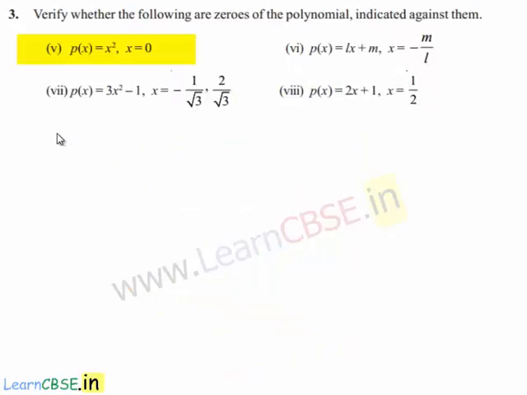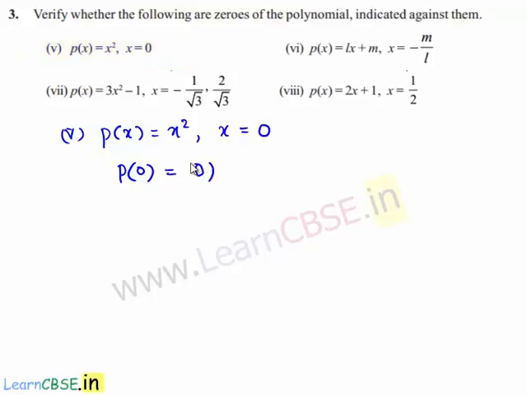Next, coming to the fifth bit, which is given as P of x is equal to x square and x is equal to 0. So let us substitute the value of x, which is 0. Therefore, it becomes P of 0 is equal to, in the place of x, if I substitute 0, it becomes 0 square, which is 0. That is, P of 0 is equal to 0, which means x is equal to 0 is a zero of the polynomial.